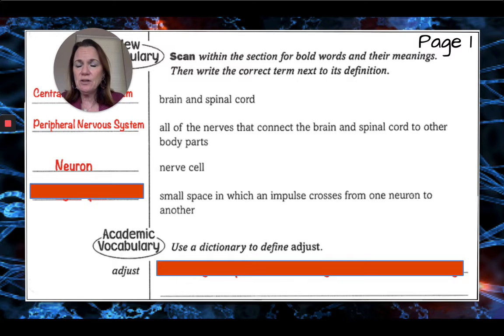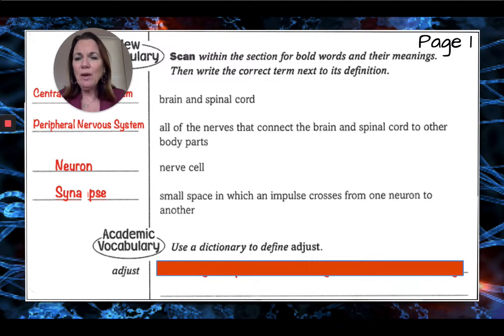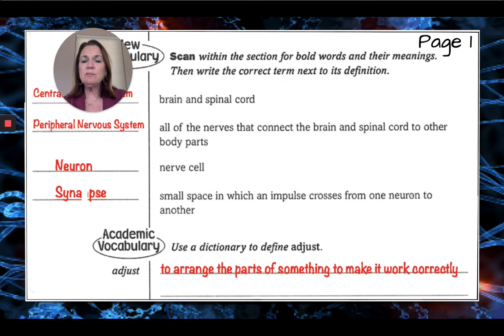Neuron is just another word for the nerve cell. Synapse, that's the small space in which an impulse has to cross to get from one neuron to the next. And the word adjust means to arrange parts to make it work correctly.